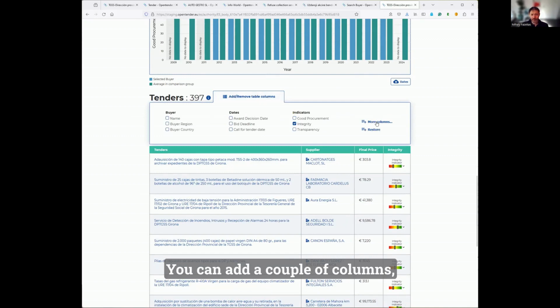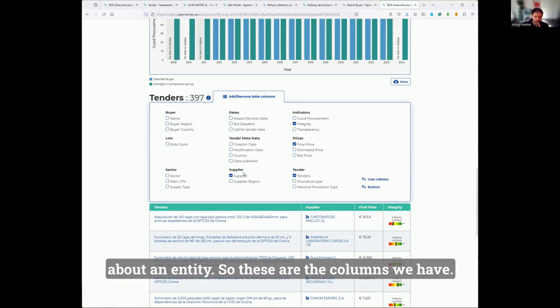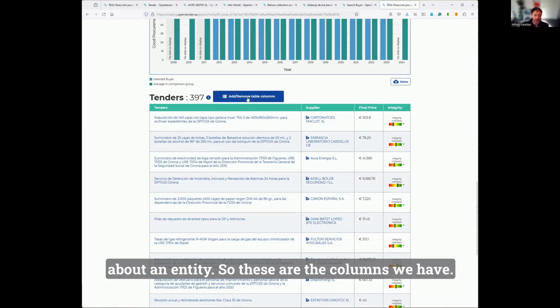You can add a couple of columns. So we have the integrity indicator, we have the final price, tender name, and the name of the supplier, very important information about an entity. So these are the columns we have.